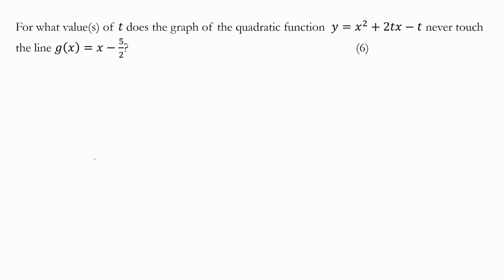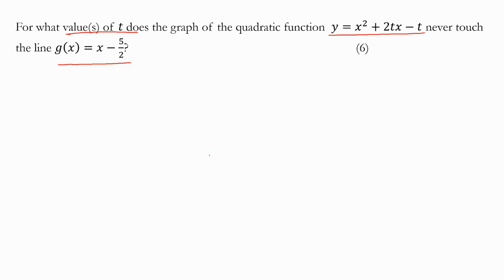Hello, smart mathematicians. Let's do question 13b. For what values of t does the graph of the quadratic function never touch the line g of x is equal to x minus 5 over 2?